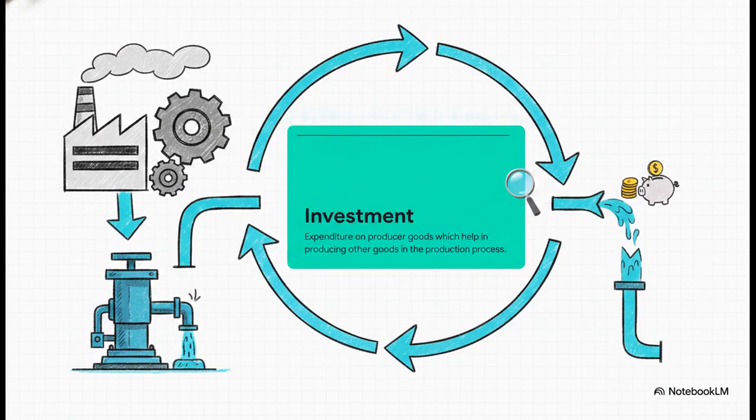Now, to counter that leakage, we have investment. We define this as expenditure on physical producer goods. Think plants, machinery, the heavy stuff that helps produce other goods. In our hydraulic model, investment acts as the primary pump, injecting volume right back into our system. Picture it like this. You've got water leaving the main loop through saving, but then water being actively pumped back in through investment. It's all about managing that flow.